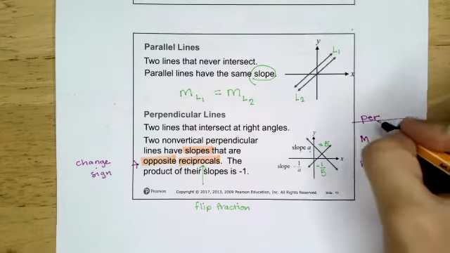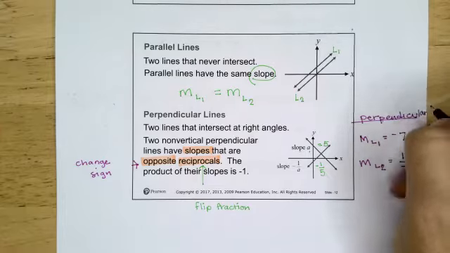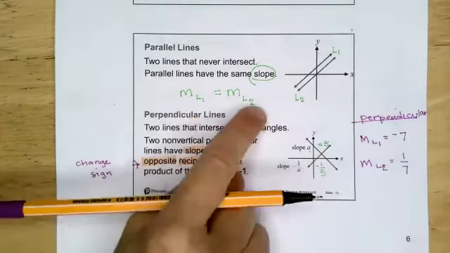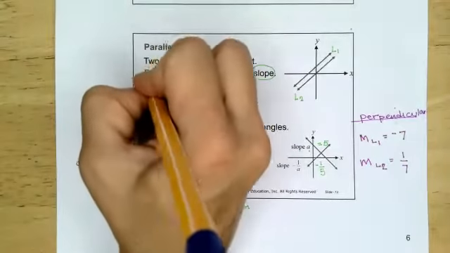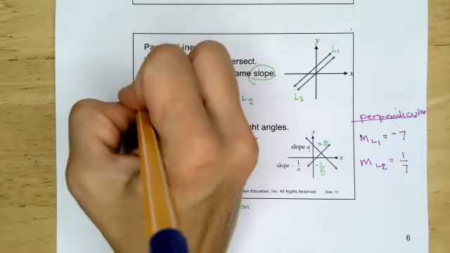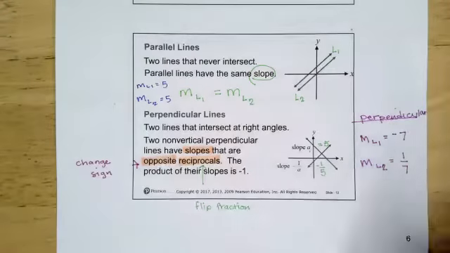All right, these are all perpendicular examples. Parallel, easy. It's going to be the same number, right? The slope of line 1 is 5. The slope of line 2 is 5, not -5. Those are parallel.